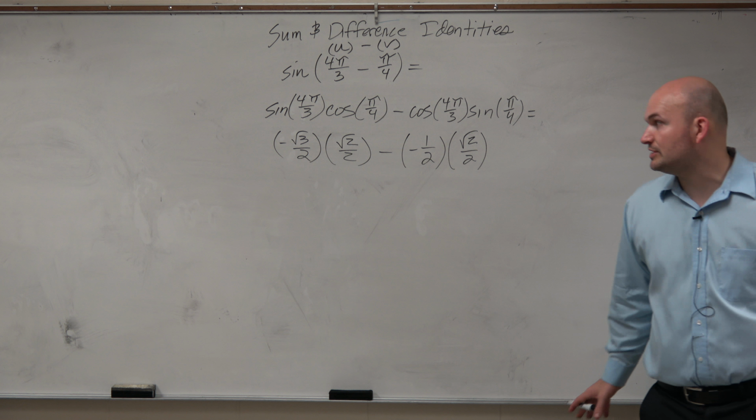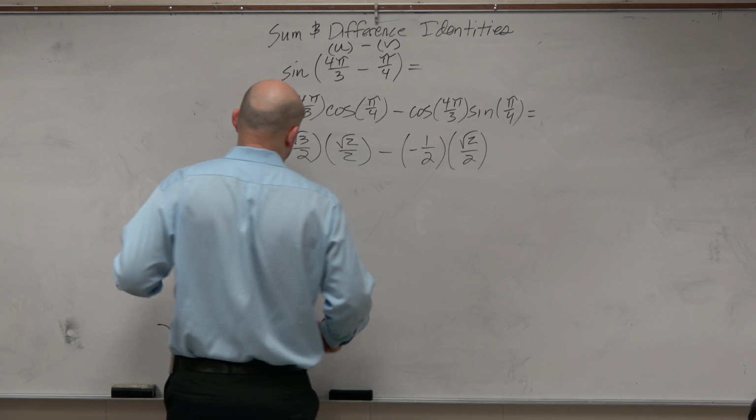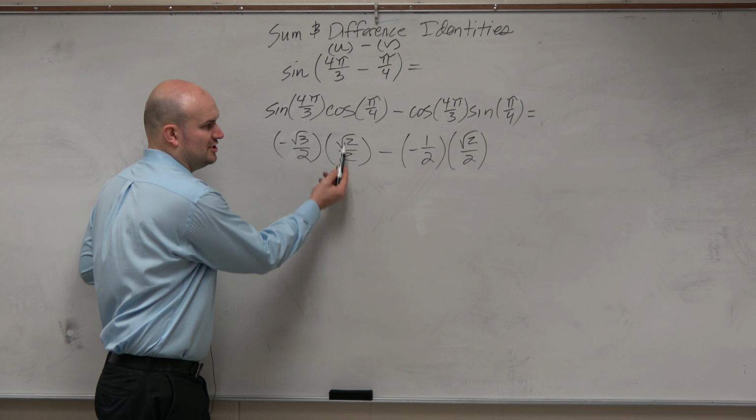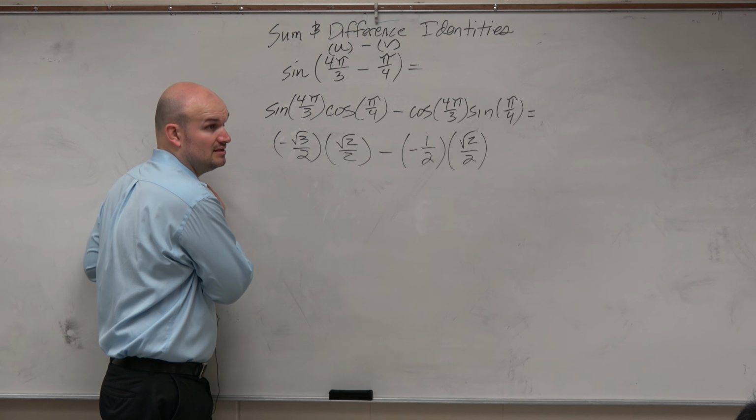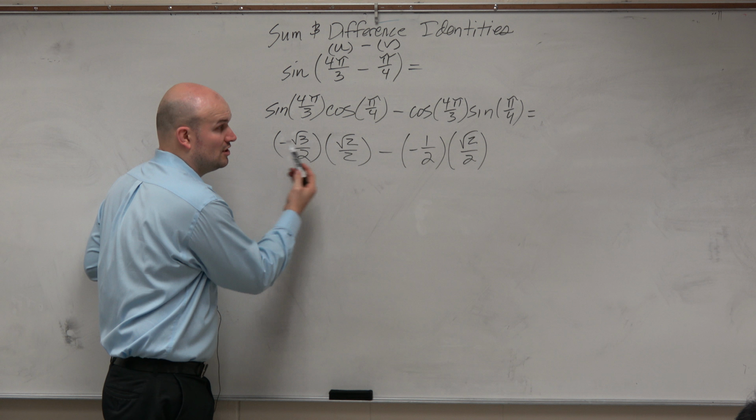Now, there's a couple different ways we could do this. Do you guys see that they both kind of share a square root of 2 over 2? So typically, rather than multiplying this out, which is fine, I also like to sometimes just look at it as factoring out a term that they kind of have in common. So since they both have a square root of 2 over 2, let's factor out square root of 2 over 2. And by factoring out square root of 2 over 2, I'm left with a negative square root of 3 over 2 plus, that turns into a plus 1/2.